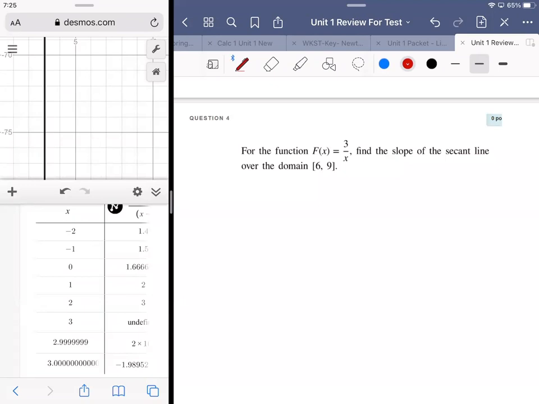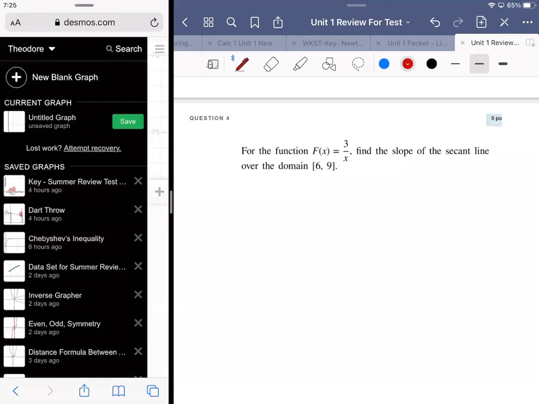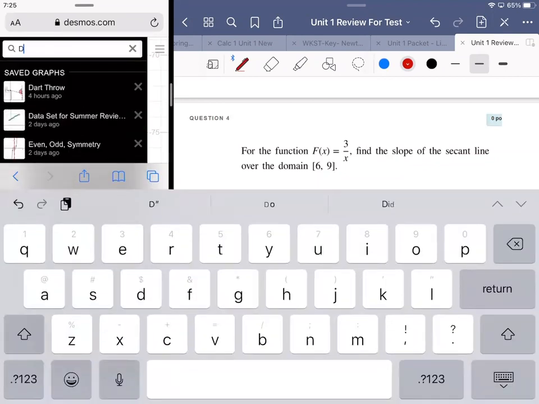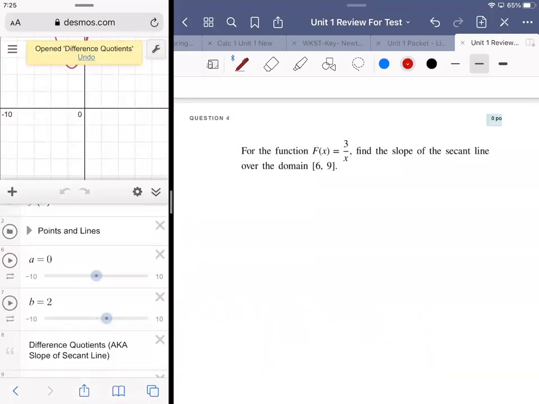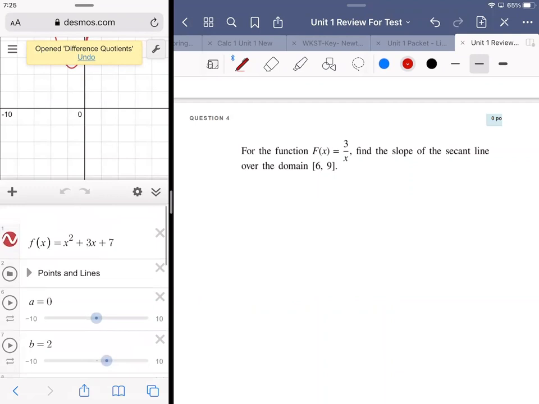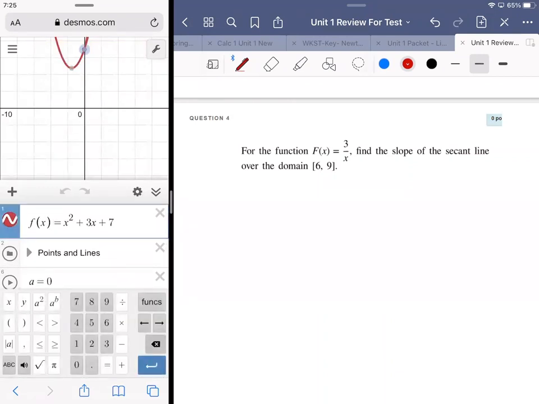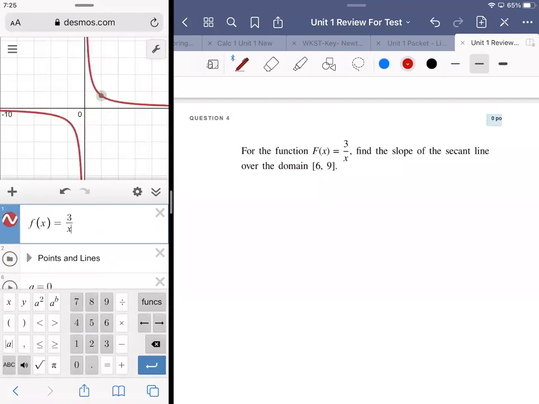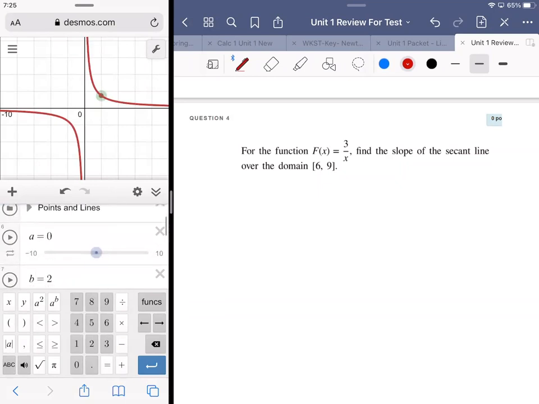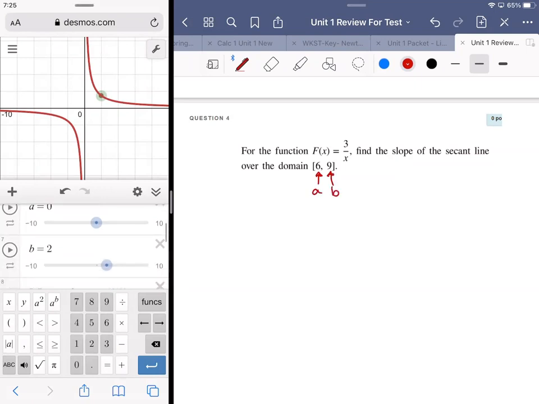So in Blackboard, I gave you a Desmos called difference quotients. And I put a dummy function here just to have something that won't give an error. But if you type in your given function and then the interval, the lower bound is A, the upper bound is B. All I'm looking for in a question like this is an answer. If you want to do it out by hand, by all means, go for it.